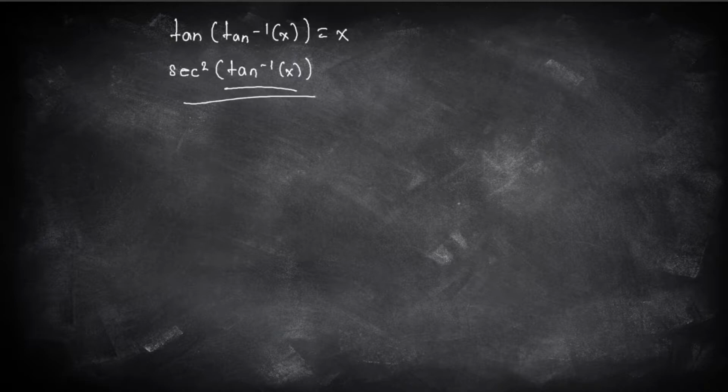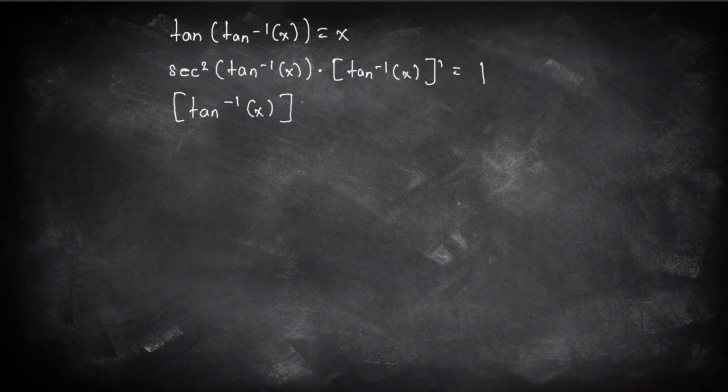Since it's a function inside of a function, we have to chain it. So the derivative of our inverse tan, which is what we're looking for, and then the derivative of x is 1. So that means the derivative of our inverse tangent is equal to 1 divided by secant squared of our inverse tangent composed inside.